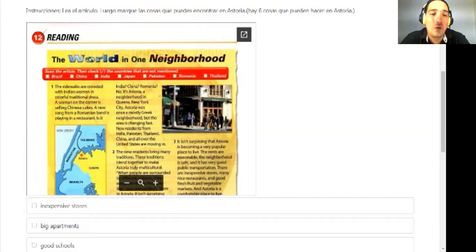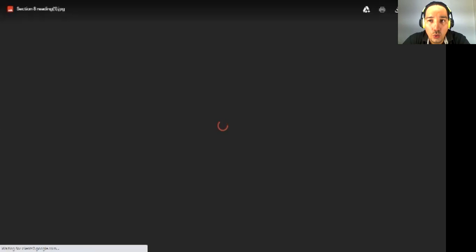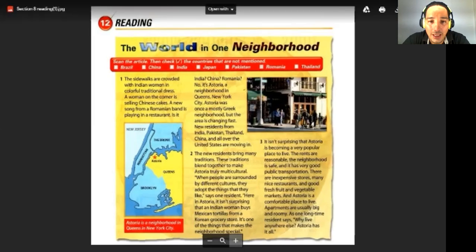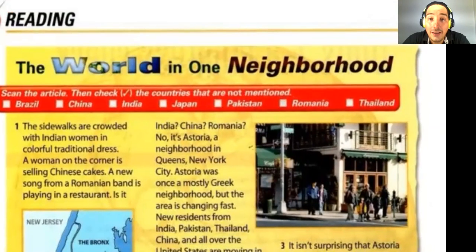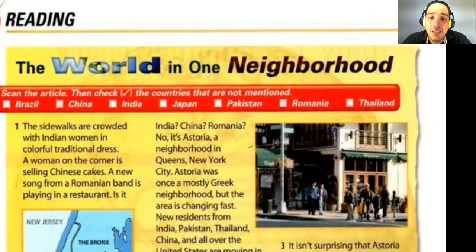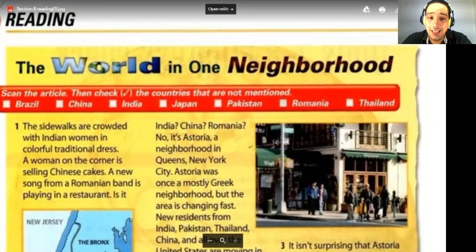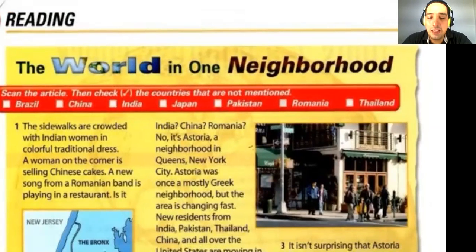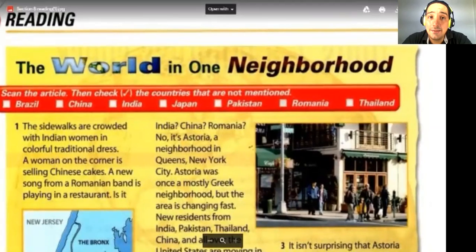So, it says, the world in one neighborhood. Scan the article. Okay, it's loading. Let me make it bigger for you. So let's go. The world, in one neighborhood. Scan the article, then check the countries that are not mentioned. Brazil, China, India, Japan, Pakistan, Romania, Thailand.